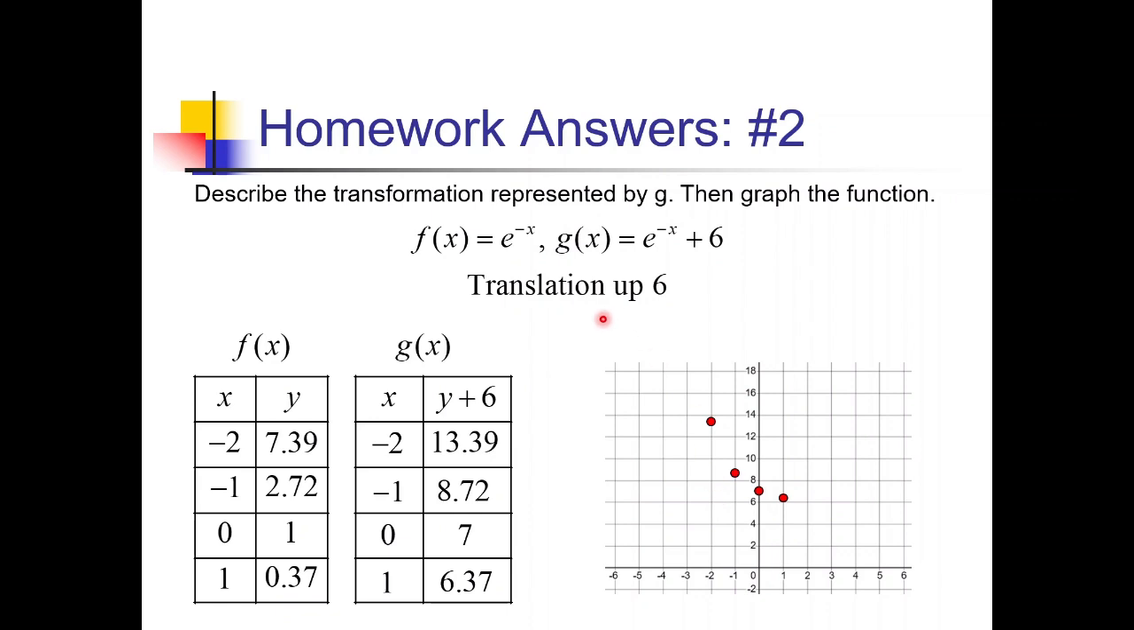Now, since I translated up 6, that means my exponential function asymptote that's normally on the x-axis is also being shifted up 6. So I have to draw the asymptote here at y equals 6. And then this is a decay function, so we're going down like this through those points and approaching that asymptote.